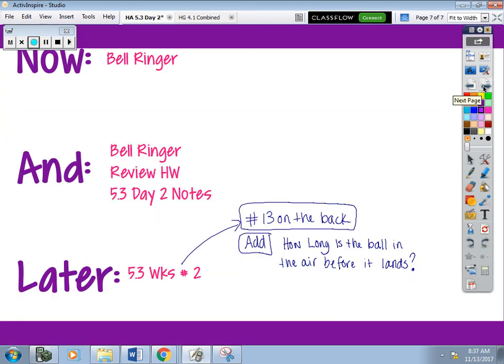So on the back of your homework, everyone turn to the back, number 13, which is the only word problem you have for homework. It asks you several questions. I want you to add in, how long is the ball in the air before it lands? And you'll notice for number 13 that the equation they give you is not in vertex form, it's in standard form. So you might have to use some prior knowledge of how we find the vertex from section 5.2.